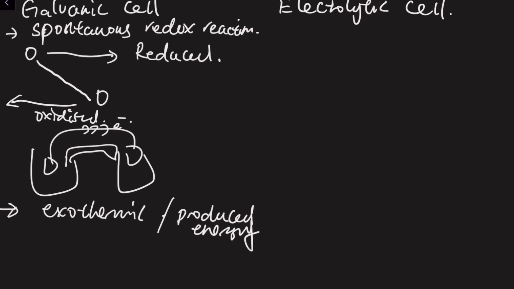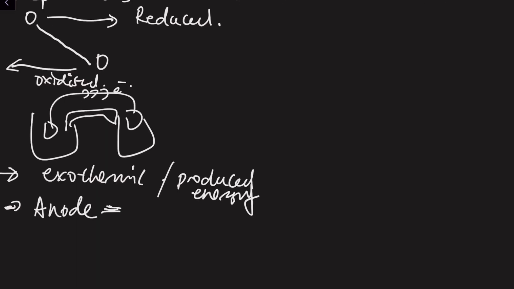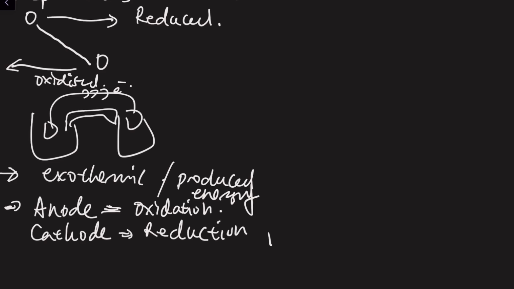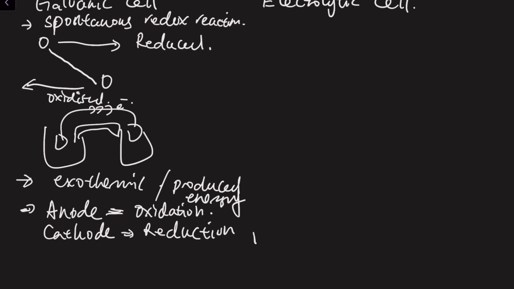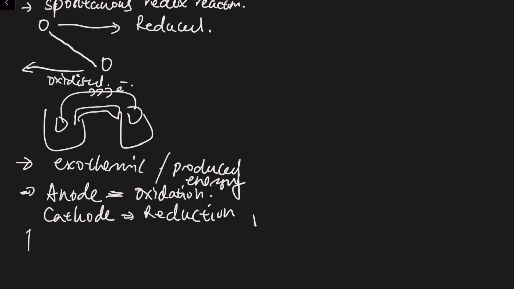And we know that anode corresponds to oxidation and cathode corresponds to reduction. We also went through the reasoning behind this, because the negative ions go towards the anode, and the positive cations go to the cathode. So that's the reason it's called anode and cathode. And the polarity of the electrode depends on the reaction itself.